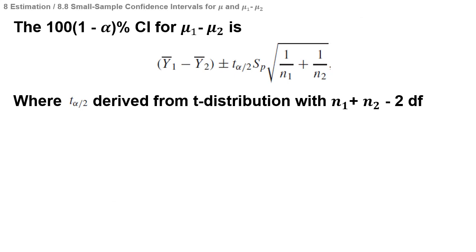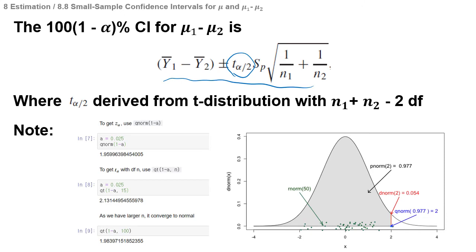From the previous distribution, you can derive the 100 times 1 minus alpha percent confidence interval for mu1 minus mu2, this formula. And from here, t alpha over 2 is derived from the t distribution with n1 plus n2 minus 2 degrees of freedom.